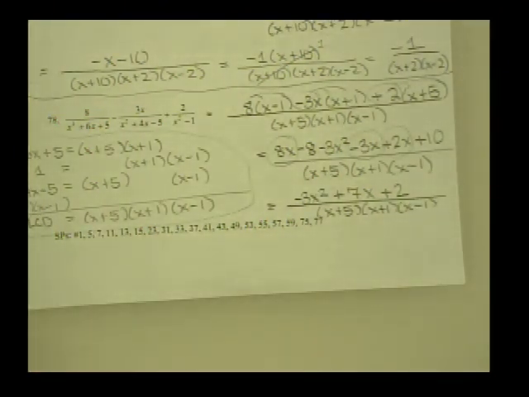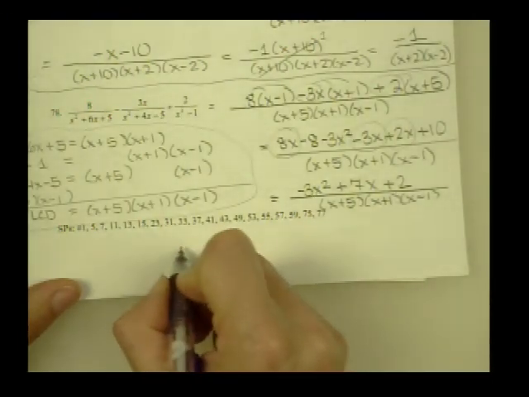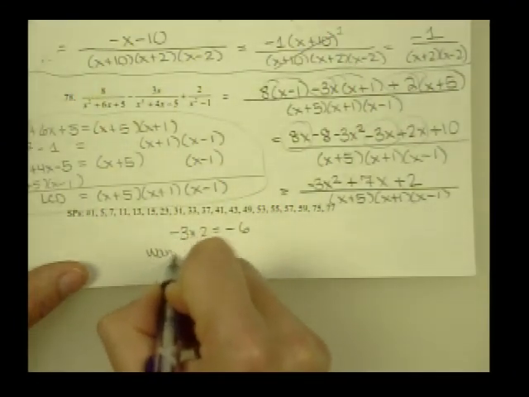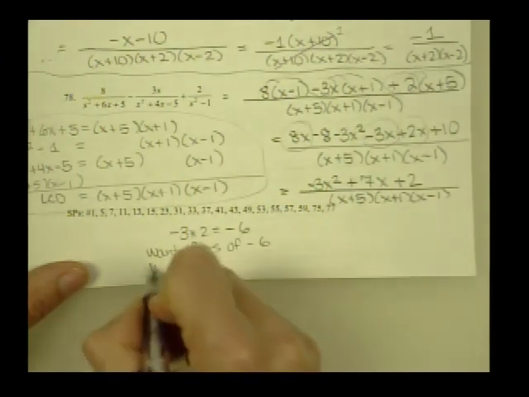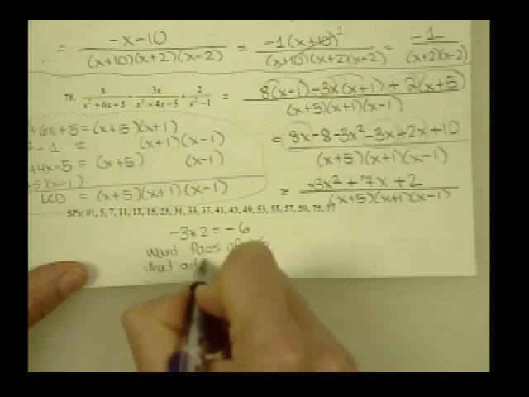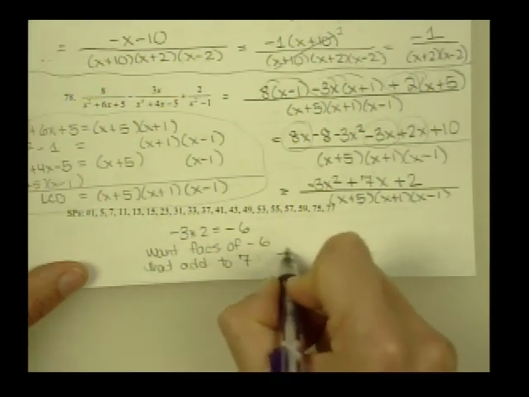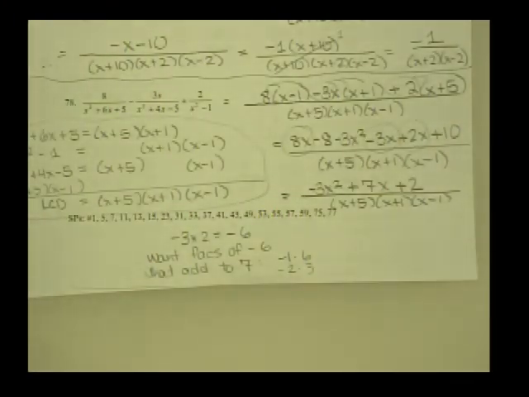Okay, so now we would have to see if the top factors, and I'm going to try that same thing I just did. Negative 3 times positive 2 is negative 6. And we would want factors of negative 6 that add up to what? 7. So let's see, if it's negative 6, we could do negative 1 and 6 or negative 2 and 3. Either of those add up to 7?